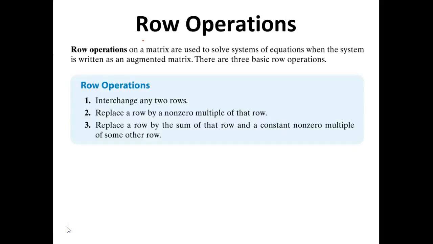Now, row operations. Row operations on a matrix are used to solve systems of equations. So when we do a row operation, that's what we're doing to try to solve the system of equations. There are three basic row operations. We can interchange any two rows. We can replace a row by a non-zero multiple of that row. Or we can replace a row by the sum of that row and a constant non-zero multiple of some other row. What do these things mean?